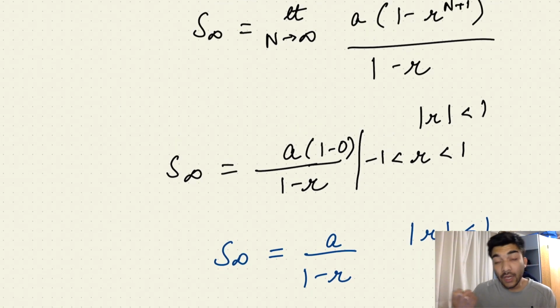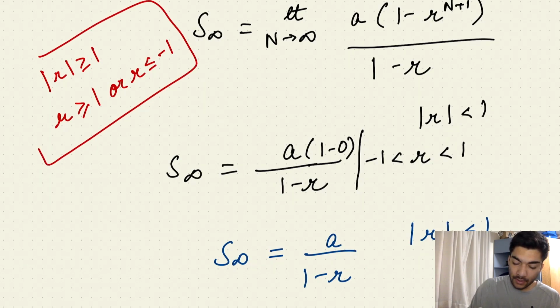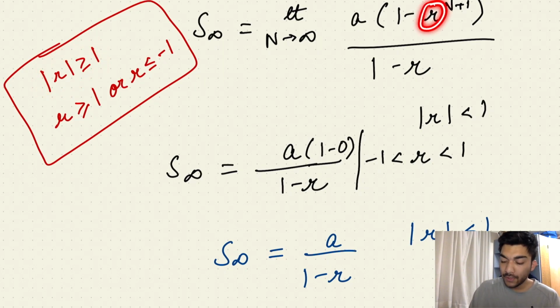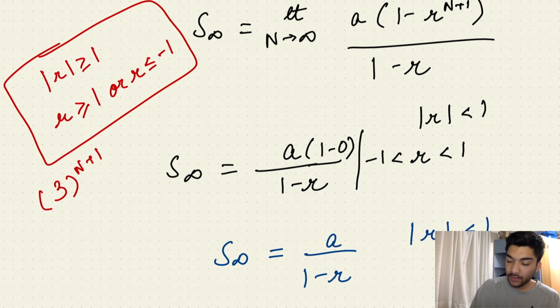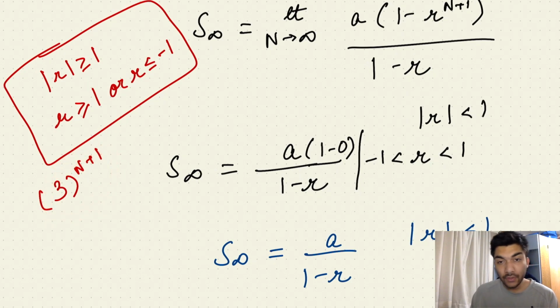Now the next question is, what happens when the absolute value of r is greater than or equal to 1? Which means r is either greater than or equal to 1, or r is less than or equal to minus 1. If the absolute value of r is greater than or equal to 1, for example let's consider r to be 3, then in this expression you're calculating 3 to the power n plus 1. If you take the limit as n approaches infinity, this expression goes to infinity.